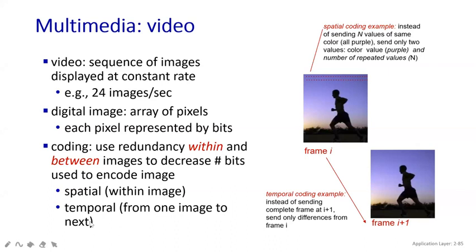One more thing is also there. What is that? That is temporal, from one image to the next. See here, temporal coding example. How does it work? Instead of sending the complete frame at i+1, send only the differences from frame i. It means, suppose you want to make a little difference here. Near the hand only, I just want to give a little color shade here itself.